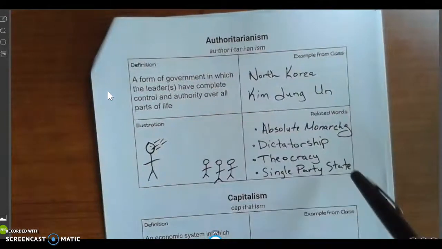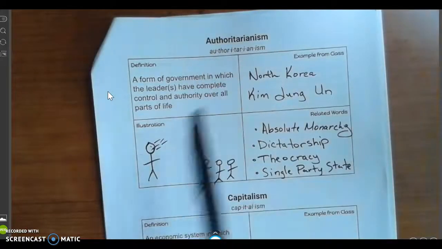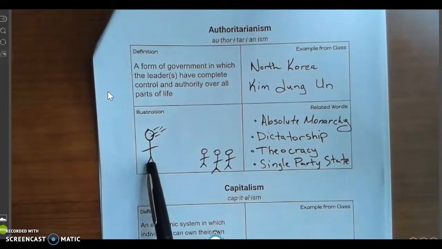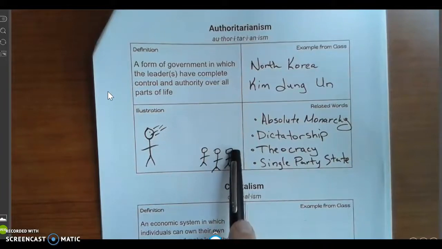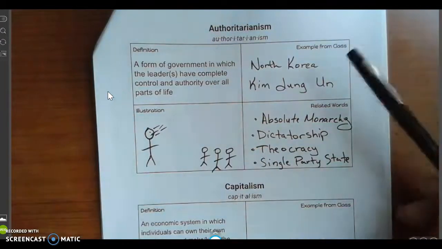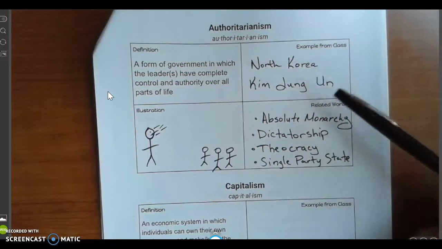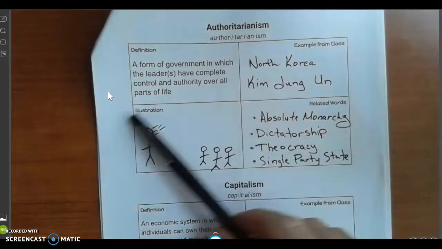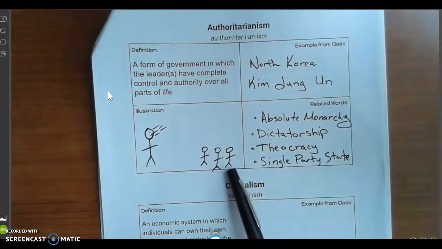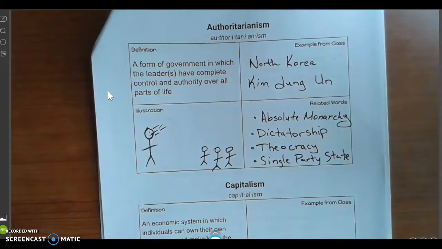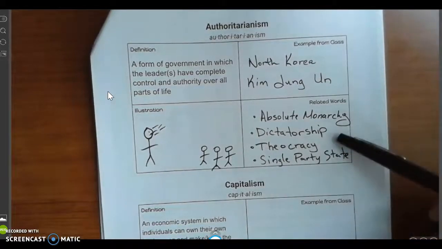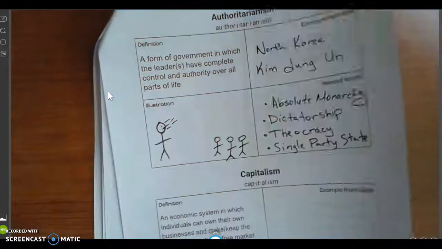the country in total. Remember, in authoritarianism, one person has a lot of control, where one or a few people have total control, while the citizens have zero control and have to do what the authoritarian says. So an example of this that we've talked about in class is North Korea with Kim Jong-un. My illustration is simply a big bad bully over here shouting out their directions, and all the little country people, the citizens, running out to do what they're told. Again, the related words are the four forms of government that I just discussed.